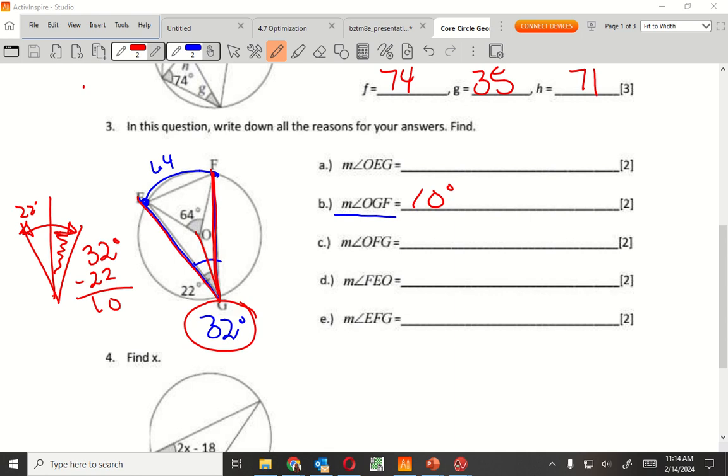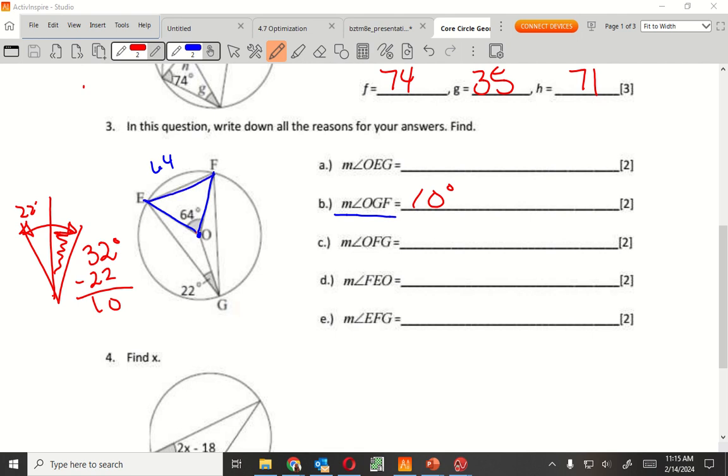FEO, I'll get that one. EFG. Okay, all right, we'll find those ones here. So now that I have a lot of this stuff here, we took care of that outside part. Now, this one right here goes from here to here, right? Now, it makes a triangle right here.